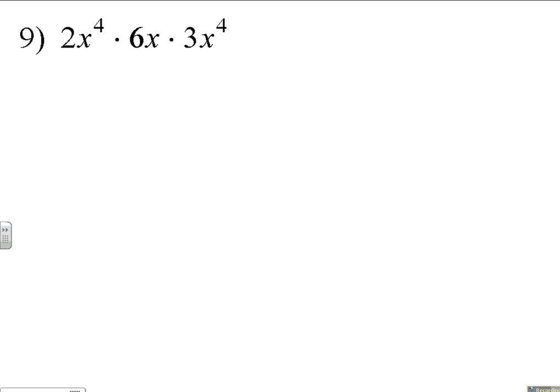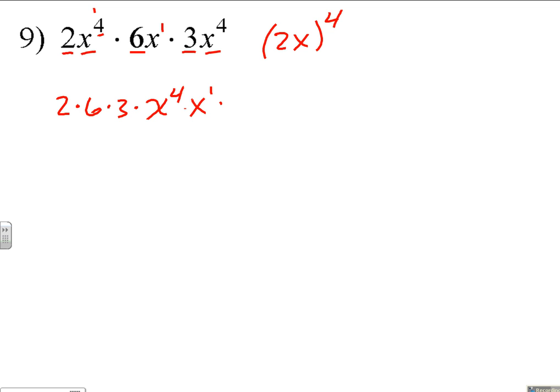So, very, very similar. This 2 is not affected by that 4. If I wanted the 2 affected by the 4, it would have been written 2x, all of that to the 4th. But that exponent 4 is lazy. It's not going to overextend. It only has to work on the x's. So I have a plain old 2 times a plain old 6 times a plain old 3, and then I got a bunch of x's. I'm just going to group my x's. I got 4 x's and another single x and 4 more x's.